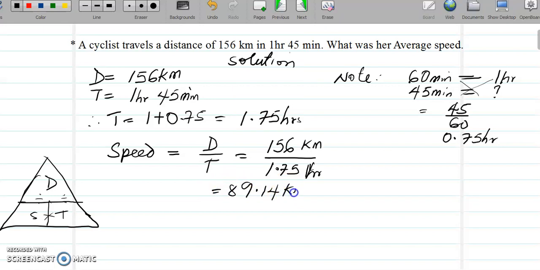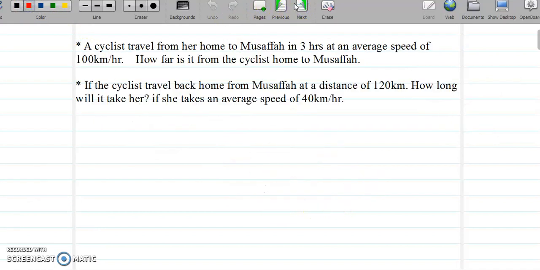89.12 kilometer per hour. So that's how we solve the problem. Okay, now let's look at another example. Now in this example, it says that a cyclist traveled from her home to Musafir in 3 hours at an average speed of 100 kilometer per hour. Let me put down the statement first.